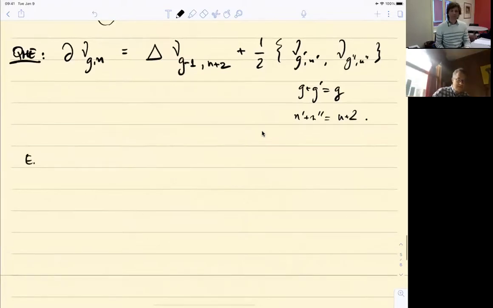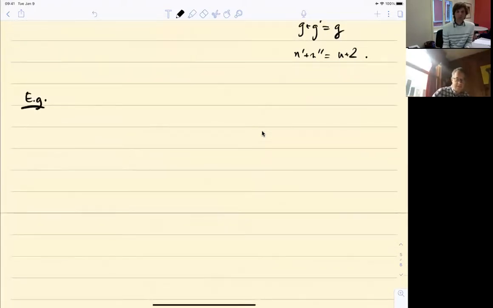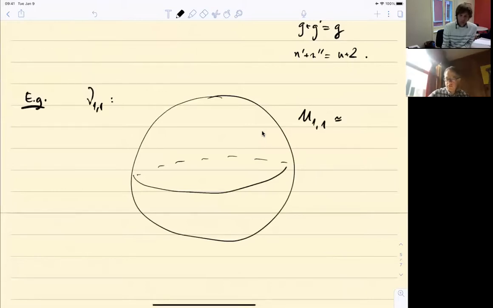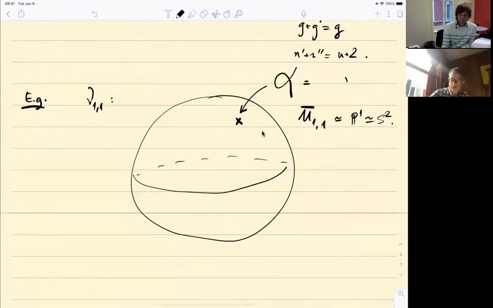So maybe let me give you one practical example that we can understand quite nicely. What is V11? Well, we are looking at the moduli space. We are inside M11. So M11, as people know, if you ignore stackiness, is isomorphic to P1, which is S2, the two sphere. Now there is one special point, sorry, this is M11 bar. There is one special point here which corresponds to the nodal elliptic curve, which topologically looks like a torus that has been pinched.